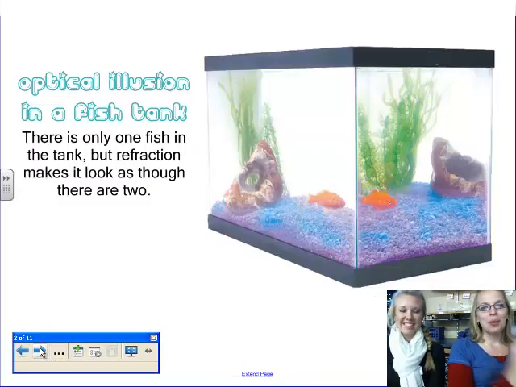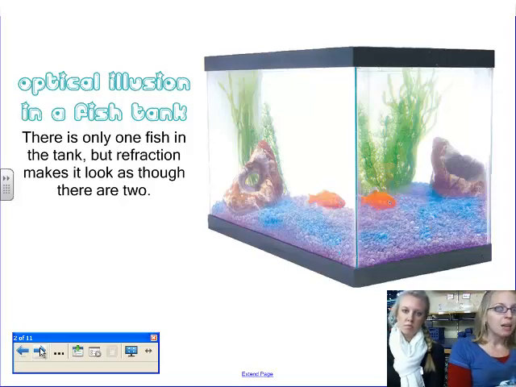Okay, so this is a pretty classic example. You've probably seen a fish tank somewhere in your life. And you notice sometimes there's weird things that happen. Like in this fish tank in the picture, there's really only one fish in the tank, but if you look at it at a certain angle, you definitely see two.